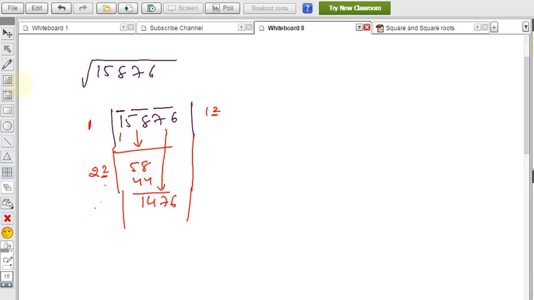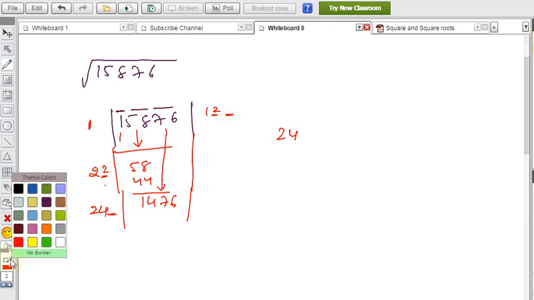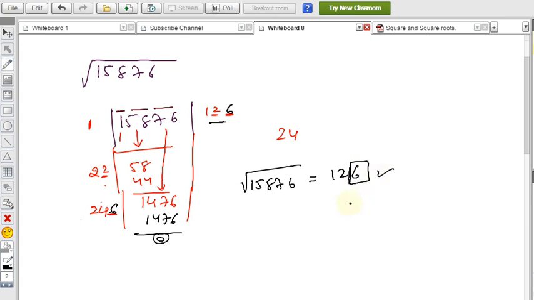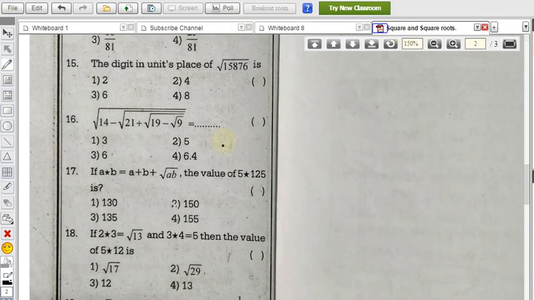Now in the 24 table, always the units place should be doubled and added to the tens value. That means this is 24. Now 241 into 1, let me check. 24 we got. This place as well as the next place should be the same number. So what will come? 241 ones are 241, 242 twos are 484, 246 sixes are 1476 will come. Remainder is 0. So 126 is the value. So square root of 15876 is equal to 126. Now they are asking the units place. Units place is 6. So 6 is the answer for us.